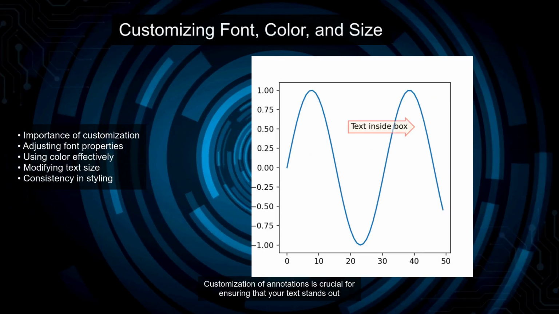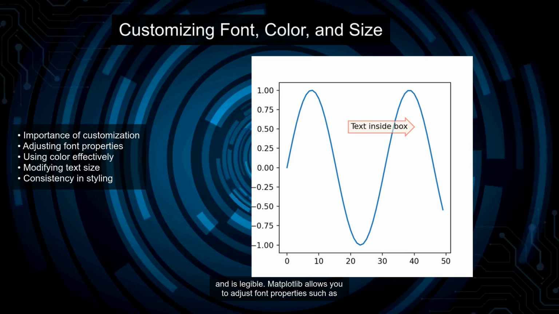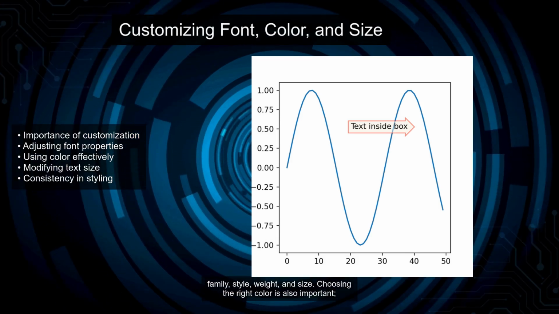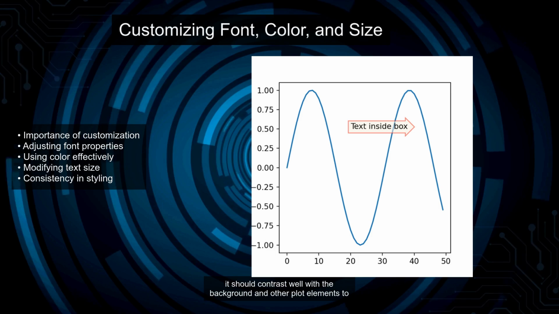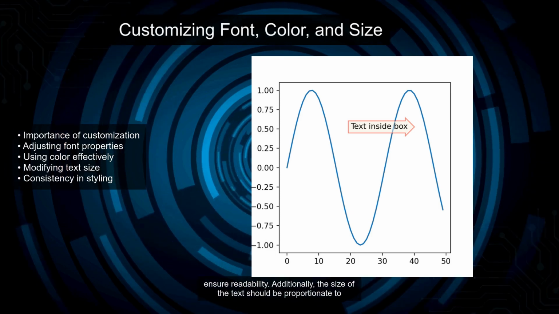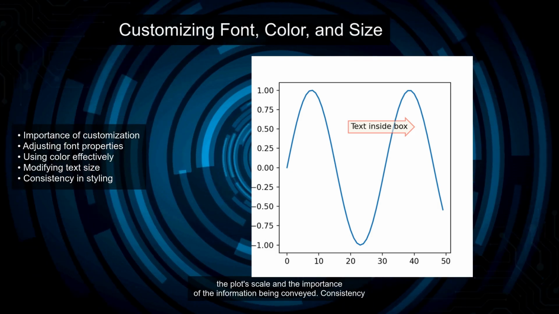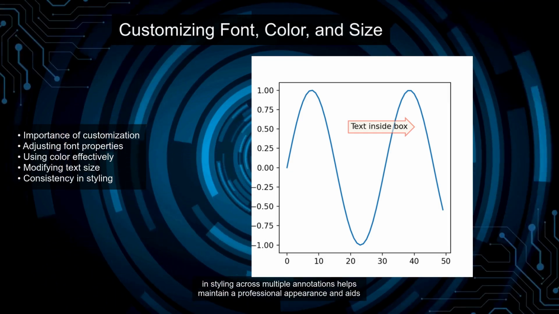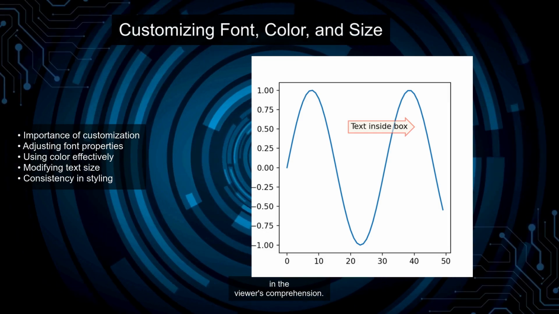Customization of annotations is crucial for ensuring that your text stands out and is legible. Matplotlib allows you to adjust font properties such as family, style, weight, and size. Choosing the right color is also important. It should contrast well with the background and other plot elements to ensure readability. Additionally, the size of the text should be proportionate to the plot scale and the importance of the information being conveyed. Consistency in styling across multiple annotations helps maintain a professional appearance and aids in the viewer's comprehension.